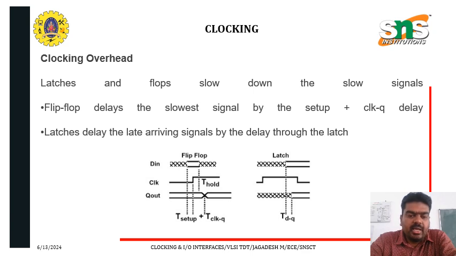So there is a D input, a clock, and then a Q output. For the flip-flop, it enables only the T hold time. The T hold time we have is T clock-to-Q, and for the flip-flop there is a T setup. For latches we have T D-to-Q. So this could be the difference.